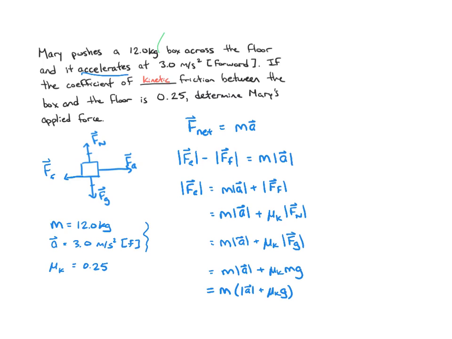All right, now I'll fill in the values. So the mass is 12. And then the acceleration is 3, plus the coefficient, which is 0.25, times 9.8 for g. And that'll give me my answer. I'm going to put that in the calculator. So that gives me 65 newtons.